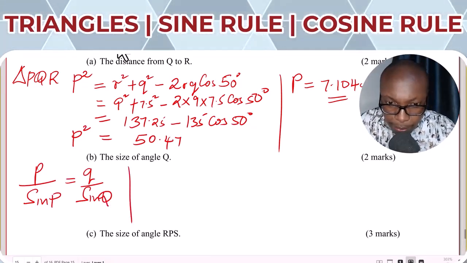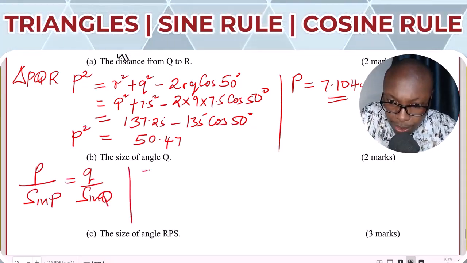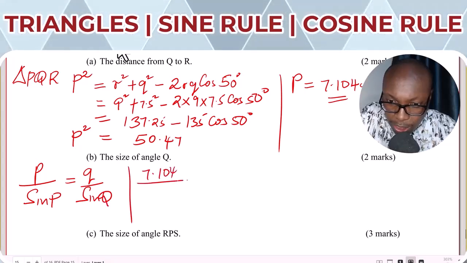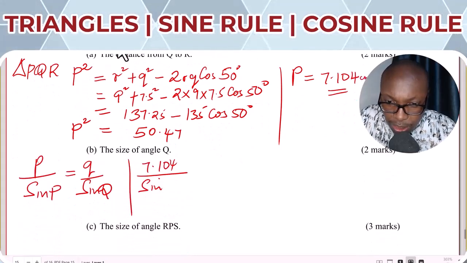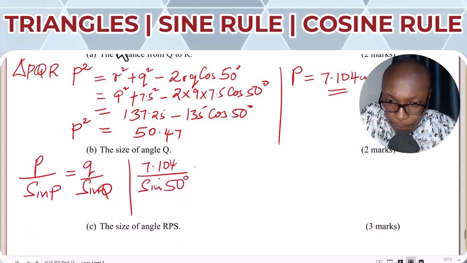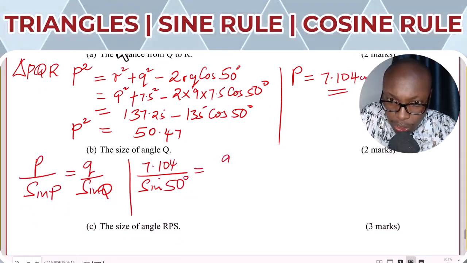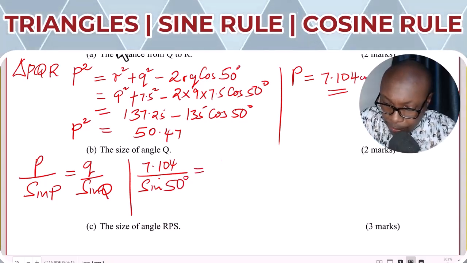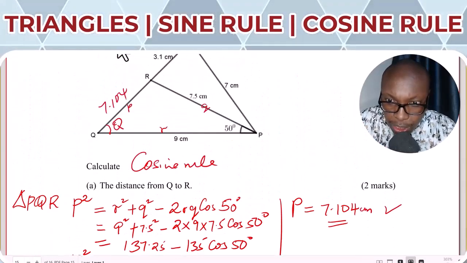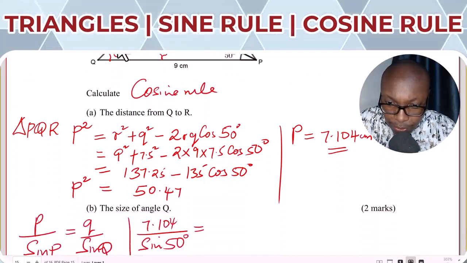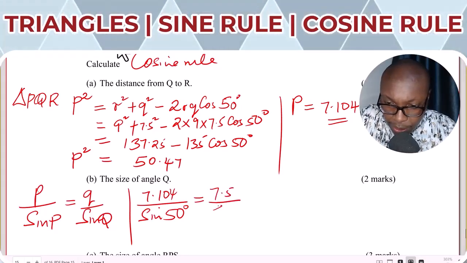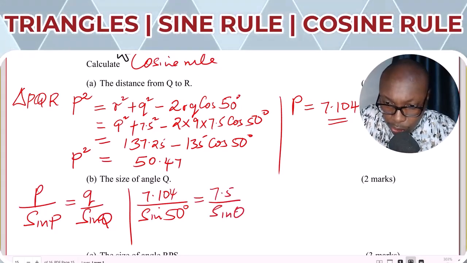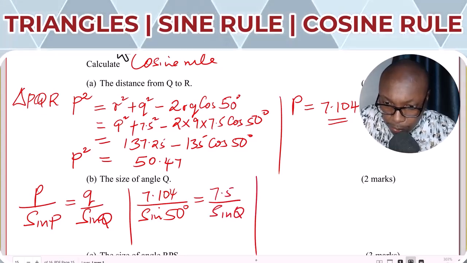So I have P. I've just obtained P as 7.104. Then the sine of P, the angle at P is 50 degrees, is equal to Q. Q is already there. At the side Q, that is 7.5. That one is 7.5 divided by the sine of angle Q. So that is what I'm looking for.